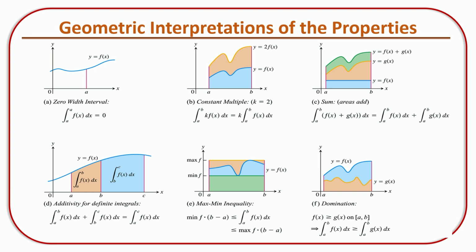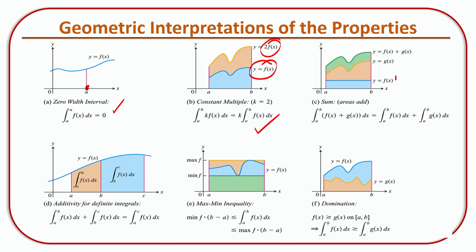The first property was the zero width interval. If I choose the lower limit as well as the upper limit the same, the integral is going to be 0, right? Similarly, constant multiple. If there is a function curve f(x) here, and I multiply by 2, obviously the whole integration is multiplied by 2. As you can see here, the area becomes double. So that's why the integral from a to b of k f(x) dx is equal to k times the integral of f(x) dx.